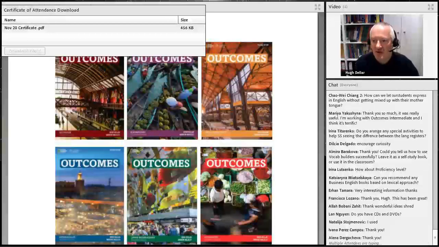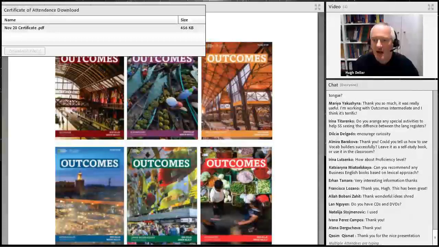So a few other things. What level of Outcomes is it presented? The crimes vocabulary, that was actually from the upper intermediate level. Whoever asked that question, Elena.